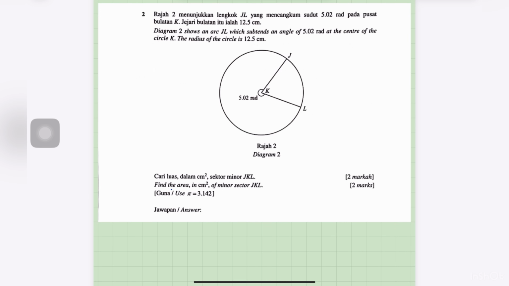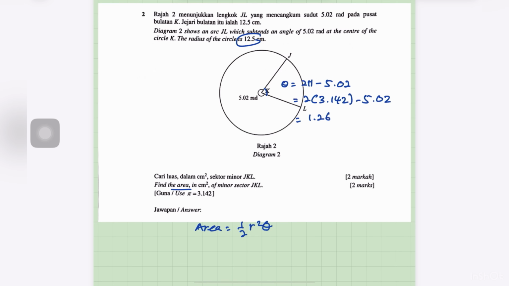Okay, so first of all, to find the area we have a formula: area equals 1 over 2 r squared theta. Here the radius is 12.5, so we have to find the angle theta. To find the minor sector, we need to find the minor angle. So theta here is 360 degrees, meaning 2 pi, so 2 pi minus 5.02. Pi is 3.142, so 2 times 3.142 minus 5.02, and theta is 1.264.